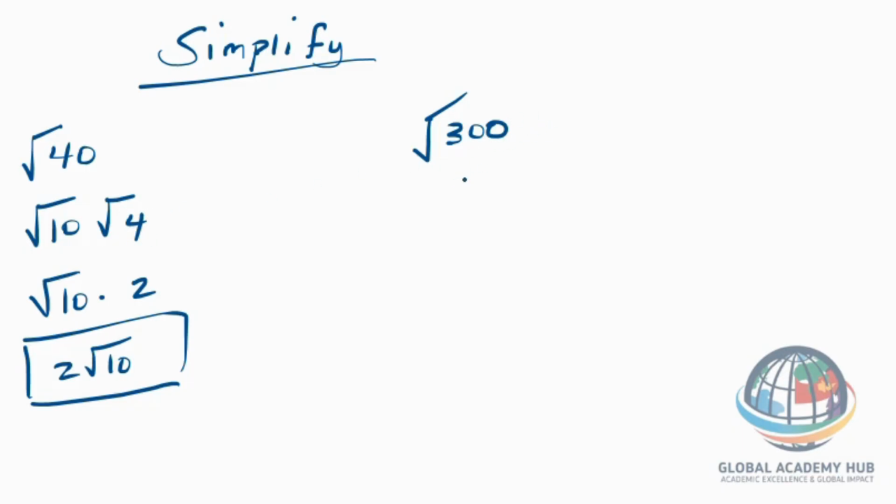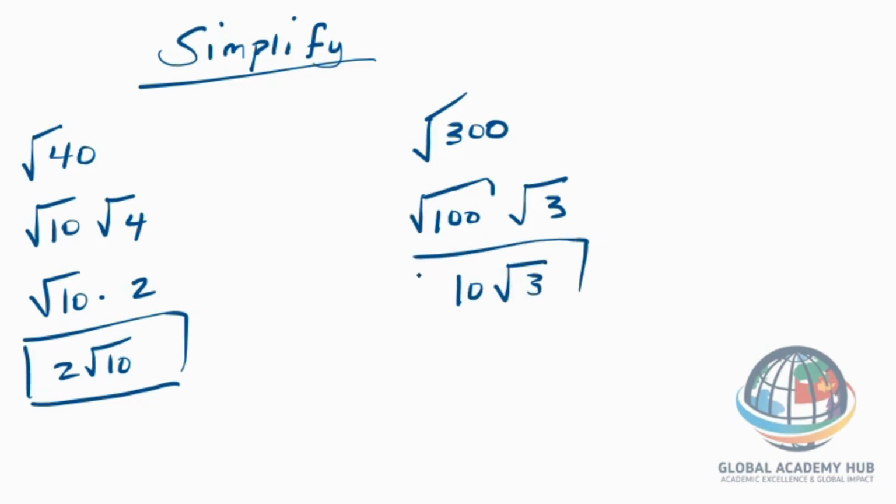The square root of 300. Let's do this as the square root of 100 and the square root of 3. Now 100 is a perfect square, so that is chosen with that in mind. The square root of 100 is 10, and so this is 10 square root of 3. So simplifying this is really not that difficult if you understand what we're trying to accomplish here.